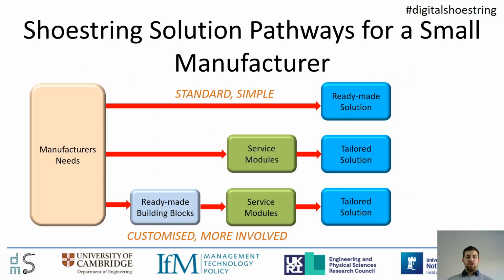So how does a company go about getting one of these shoestring solutions? Well, really we have 3 pathways. The first is that they could get a ready-made solution. This is obviously quite standard and quite simple, but the drawback here is that you kind of get what you get. If it offers more than what you need, you're paying for functionality you don't need. If it doesn't offer what you need or everything you need, you have a bit of a compromise.